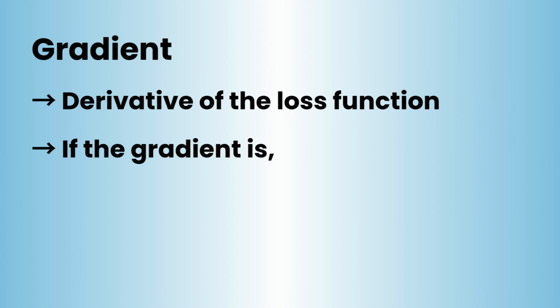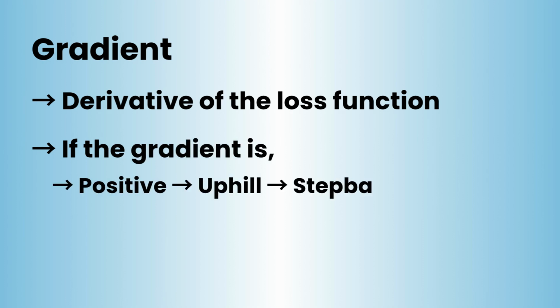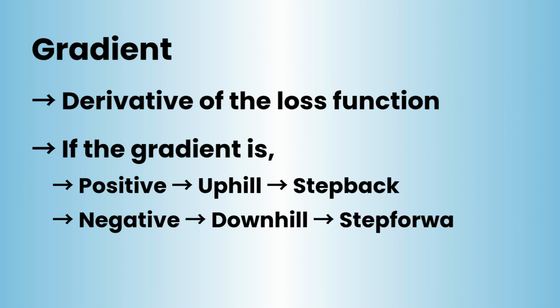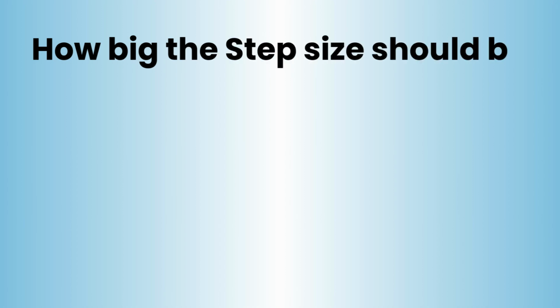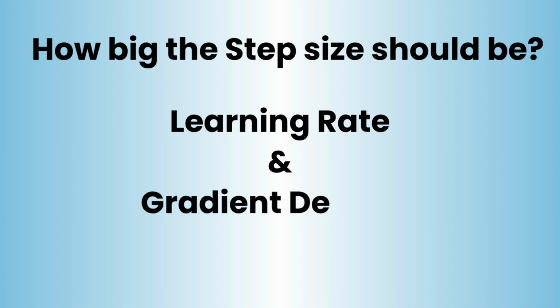If the gradient is positive, you are facing uphill. Take a step back. If the gradient is negative, you are facing downhill. Take a step forward. But exactly how big of a step should you take? If you take a massive leap, you bounce to the other side of the mountain. That requires the learning rate and gradient descent, which we will cover later in this series.